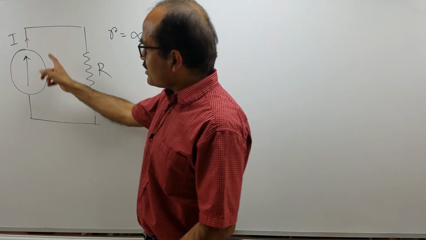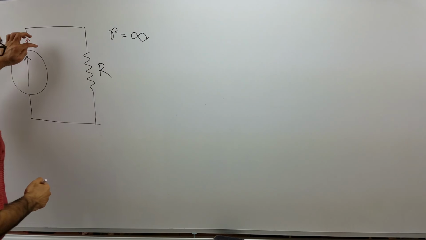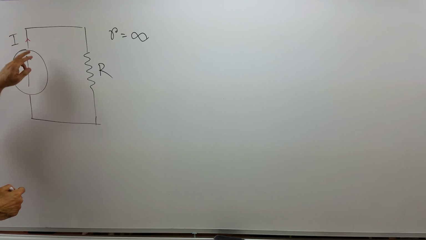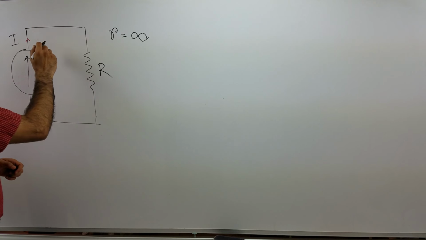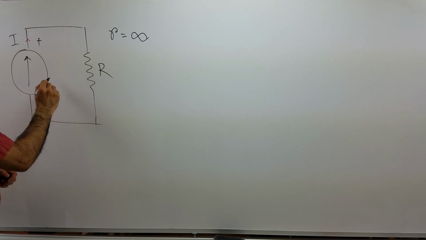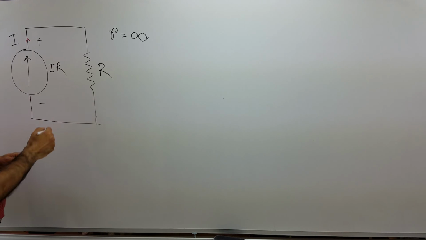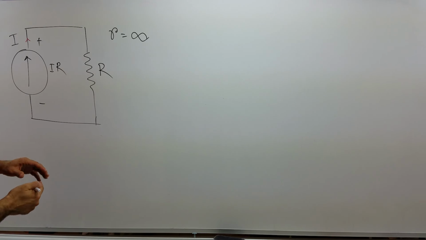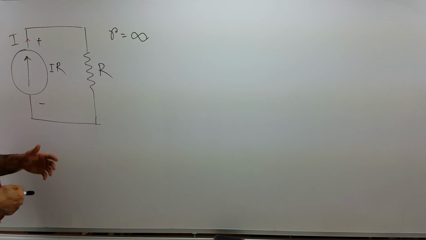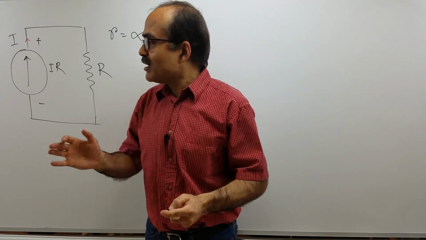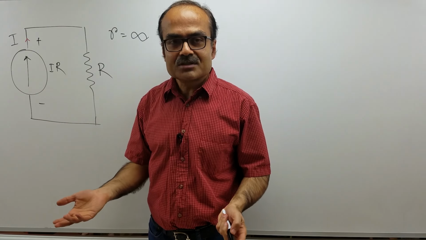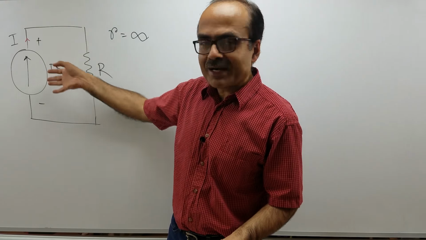So, the potential difference across an ideal current source is I times R in this case. So, it depends upon the value of R. So, this is I times R. So, as R changes, the potential difference across an ideal current source changes, but the current supply does not change. Now, this is a mathematical idea.